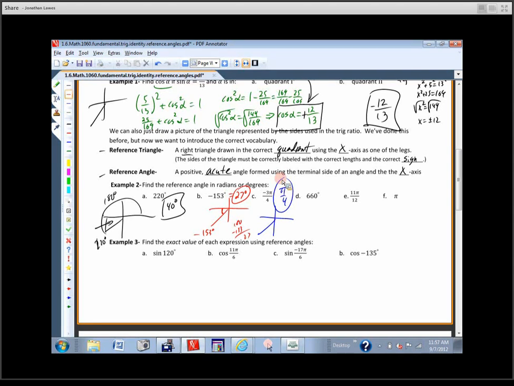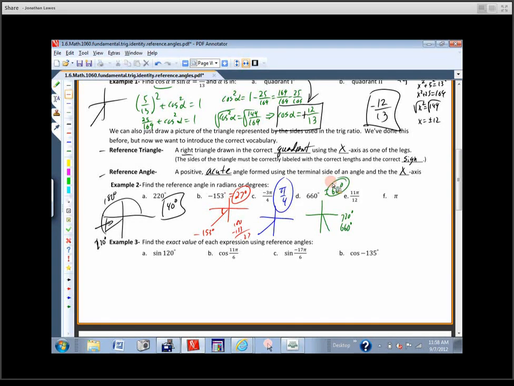Next one is 660. So let's figure out where that is. 360 all the way around, another 300. 660 is going to put me about right there. So how would I figure out what that is? I didn't go 2 times around the circle. 2 times around the circle would be 720. I stopped a little bit short. I only had 660 degrees. What's the difference between the two of these? 60 degrees. Okay? So this is a 60-degree reference angle.